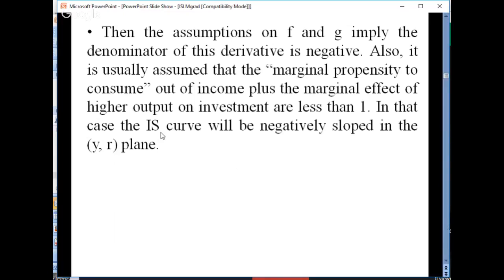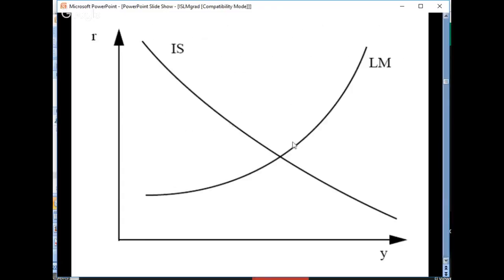In that case, the IS curve will be negatively sloped in the YR plane. And so this is the IS curve here. I also have an LM curve that we'll talk about shortly. But the IS curve is negative. That is, when interest rates increase, national income decreases.